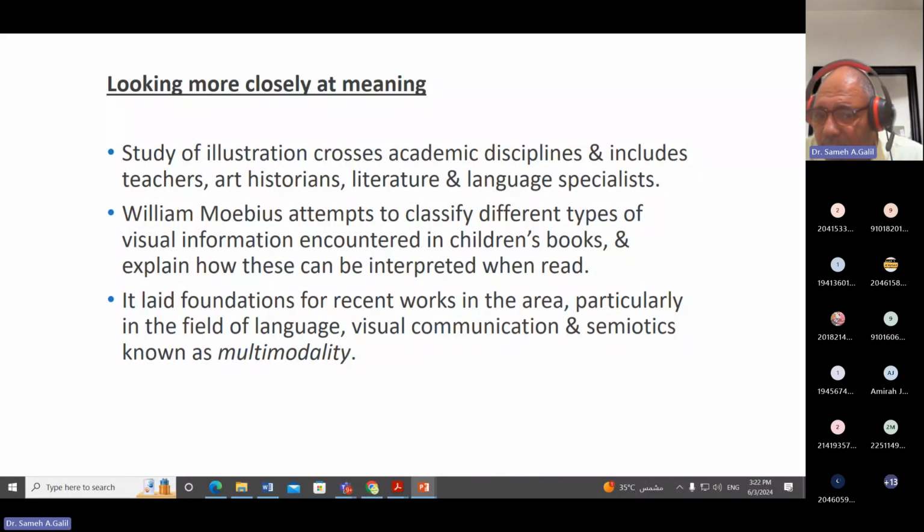So again, as you can see, William Mobius is taking it very seriously, and he starts to classify those different types of visual information, and he collects them in a book so that you can have a toolkit that can help you break down any picture book to its basic components and analyze it. So in this way, he is laying the foundation for recent works in the area, especially visual communication and semiotics. And we now refer to all these efforts as multi-modality, where the focus is no longer on the word, the focus is also on the picture and the complementary nature of whatever is verbal and whatever is visual.